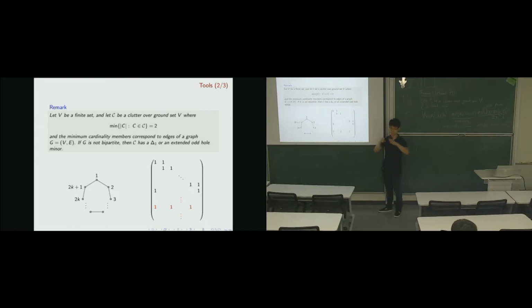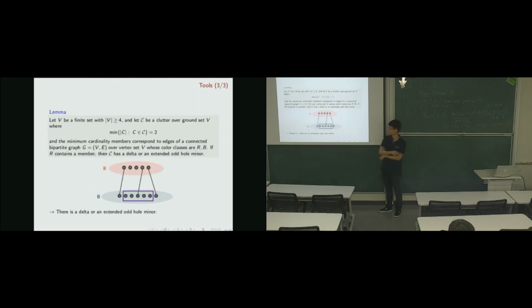Now you look at a graph, you can look at a clutter whose minimum cardinality members have size 2, and that corresponds to some graph. If that's non-bipartite, you can find an extended odd hole as a minor. Okay. So you can assume that that graph is bipartite. But this lemma shows you more. I know that the graph should form a bipartite graph.